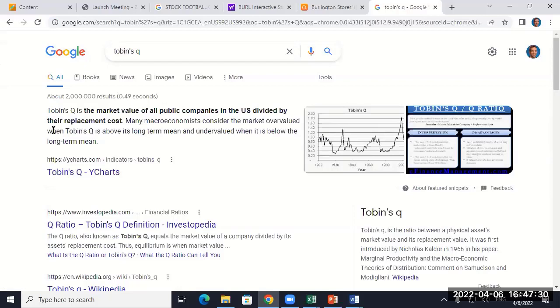But Tobin's Q is essentially saying, hey, I want to build this company from scratch. I want to build Costco from scratch. How much would that cost me? I have to buy all the real estate. I got to build the buildings. I got to get an infrastructure. How much would it cost me to build Costco from scratch? And someone says, oh, it's $200 billion. Well, they're currently trading for $150 billion.